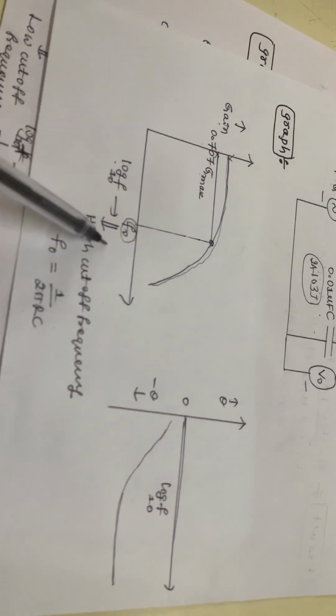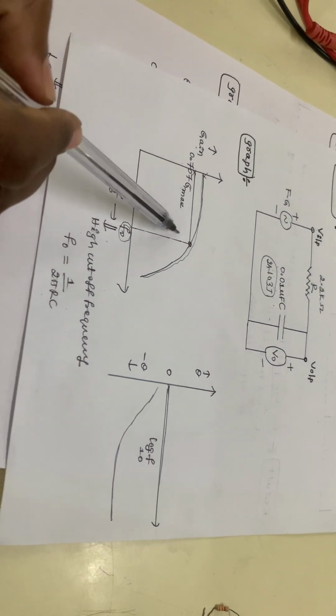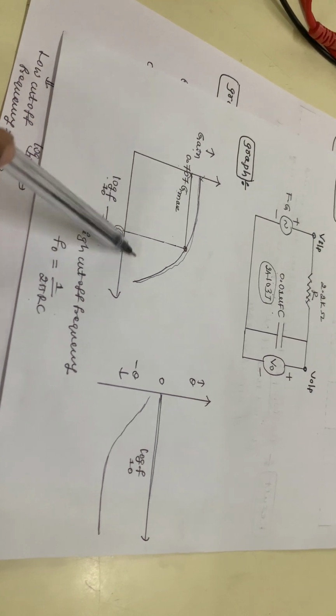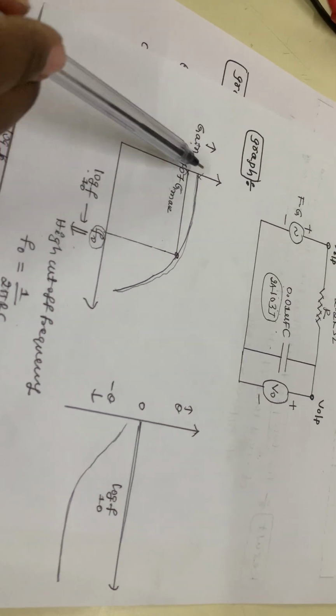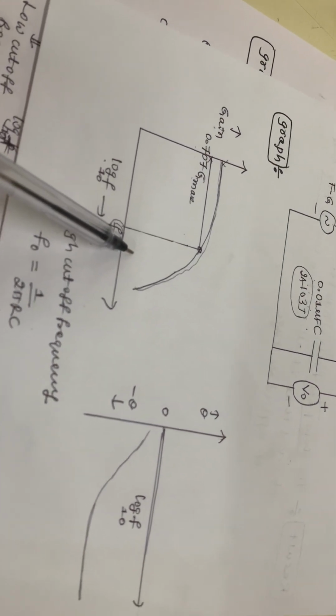High cutoff frequency, low pass filter means low frequencies are allowed, high frequencies are cut off. Low frequencies are allowed, high frequencies are cut off. How do we have to calculate the phase?